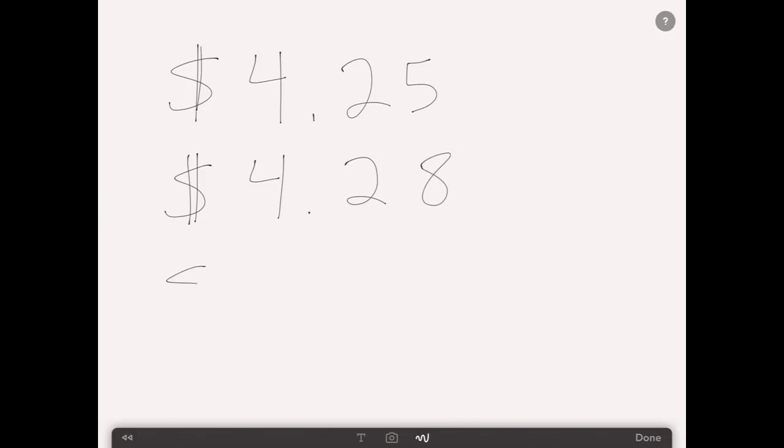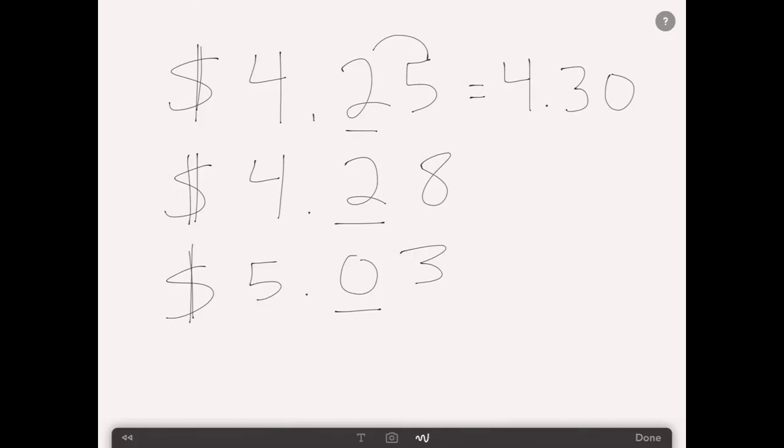$4.28, and another one where it was, let's say, $5.03. Now, would it be a good idea to round these numbers to the nearest tenth to compare them? Well, let's just take a look at this. Let's round these all to the nearest tenth. Okay, well, there's a tenth, tenth, and tenth. You look beside each number. So this one rounded to the nearest tenth would be $4.30, because the 5 would change the 2 into a 3.